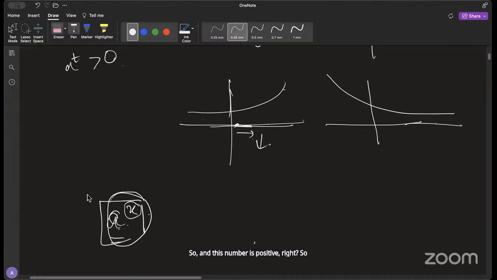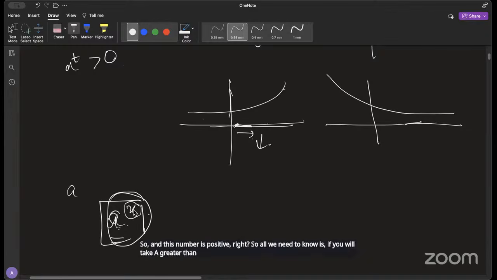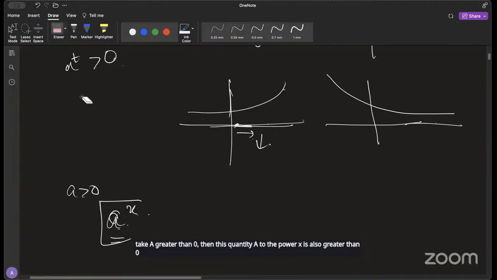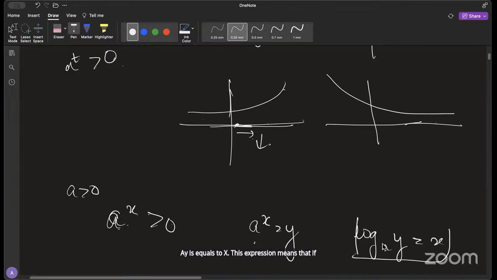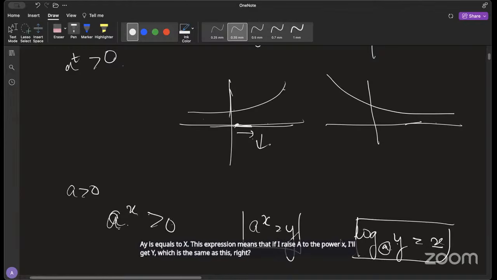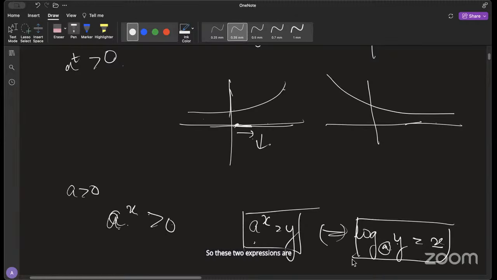So all we need to know is if you take a greater than 0, then a to the power x is also greater than 0 for every x. Now, if a to the power x is equal to y, the other way of writing this is log base a of y equals x. This means that if I raise a to the power x, I'll get y, so these two expressions are equivalent.